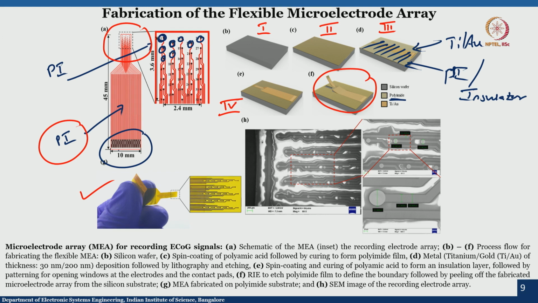What are other insulators? Silicon dioxide. What are other insulators? Silicon nitride. But in this case, PI can act as a substrate and PI can act as an insulating material. So, this is the implantable microelectrode array, which is shown here in this photograph. These are the SEM images, scanning electron microscope images, and each electrode you can see is close to 50 micron in dimensions.